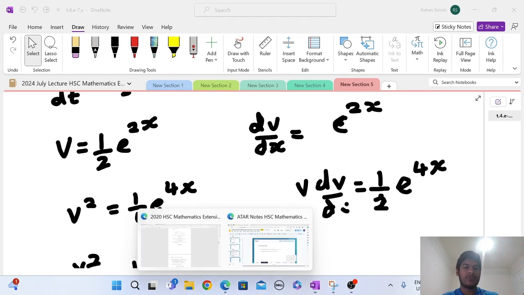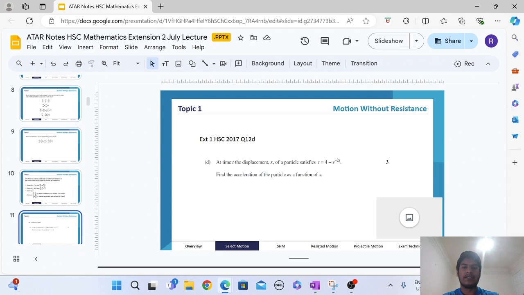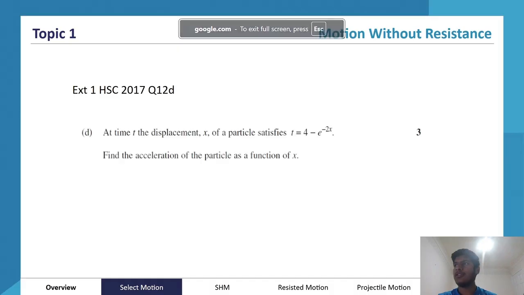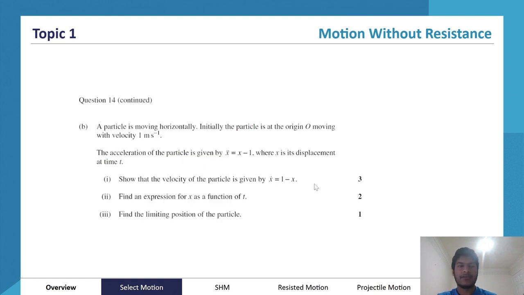But sometimes one will be quite obviously a lot more work or a lot less work than the other. So it's a matter of picking and choosing which one's the most appropriate in each case. Okay, moving on to the next question.